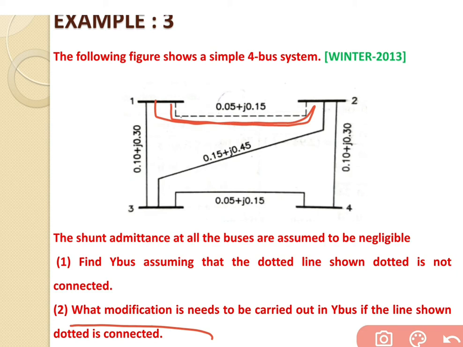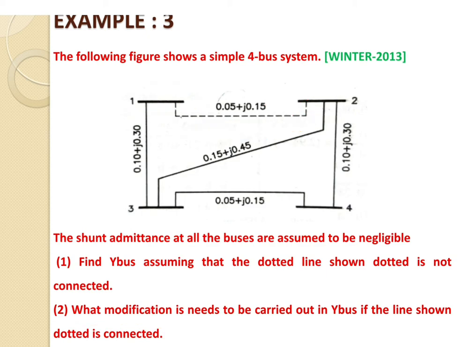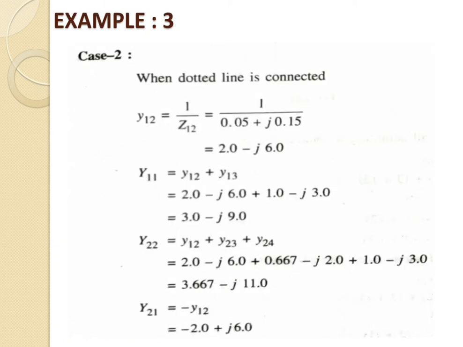The only effect occurs in Y11, then Y22, and third, Y12. So there are only 3 parameters that can be affected. Now we will go for the solution for case number 2. First one is Y12, which is the dotted line connected from bus number 1 to 2.